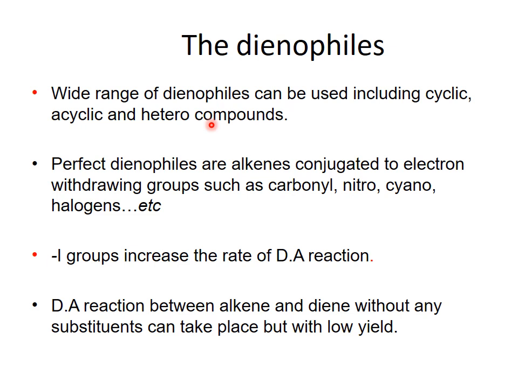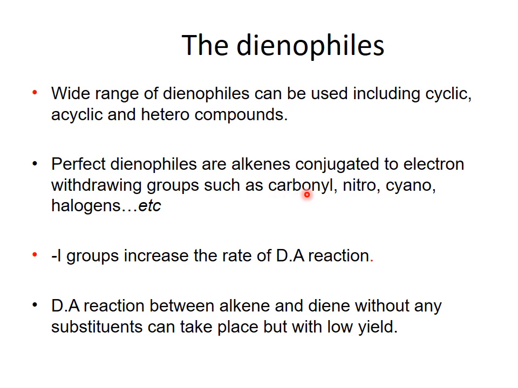See the name, dienophile. Phile means loving, diene means diene. Diene loving species, that is, the species which has a love for the diene, is called a dienophile. The best dienophile is that species which contains a double bond, and that double bond is in conjugation with an electron withdrawing group. That electron withdrawing group may be carbonyl, it may be the nitro group, it may be the cyano group, or it may be a halogen group.